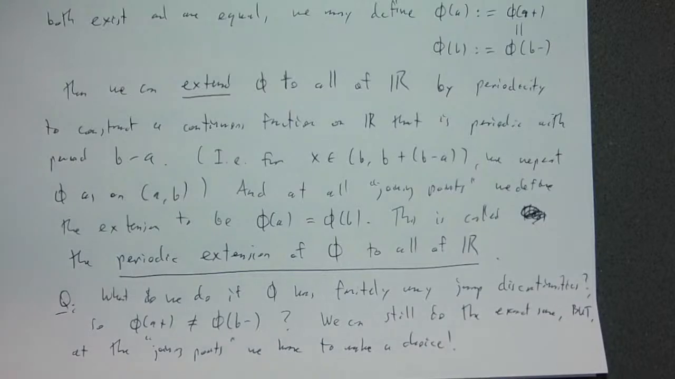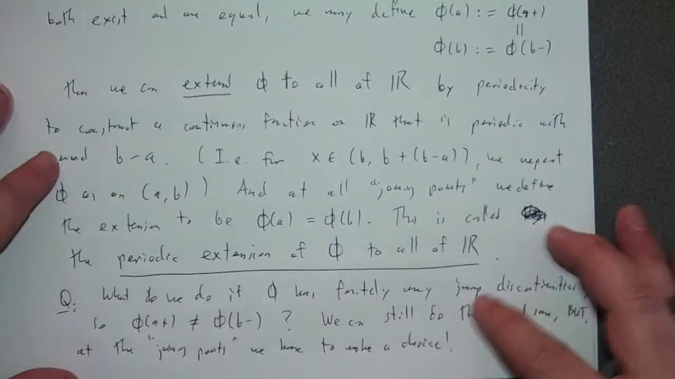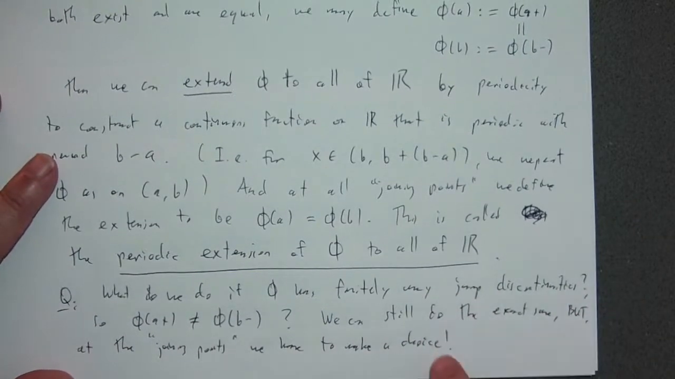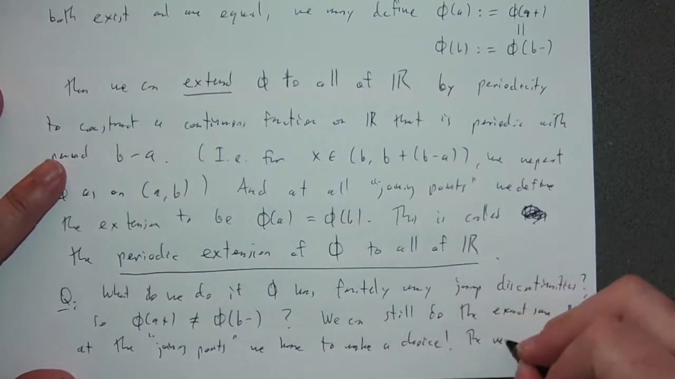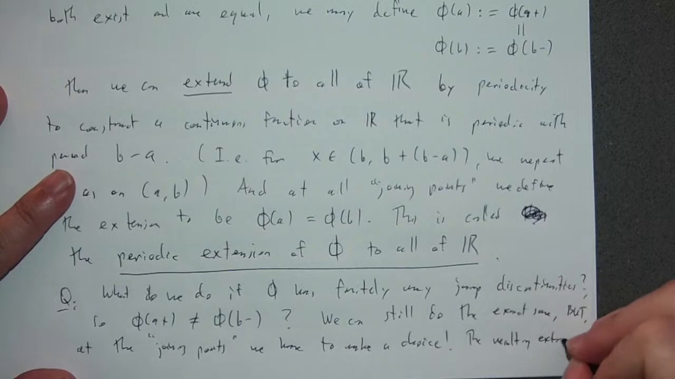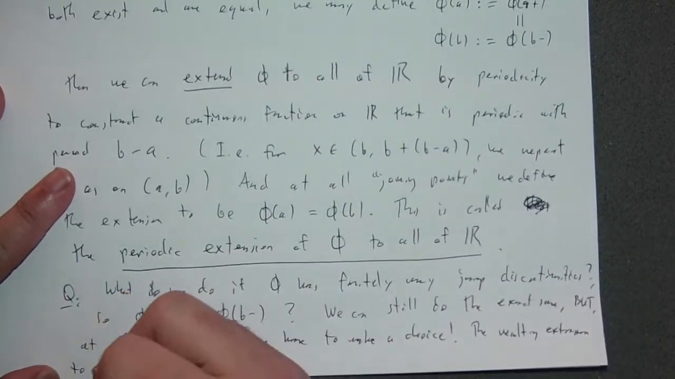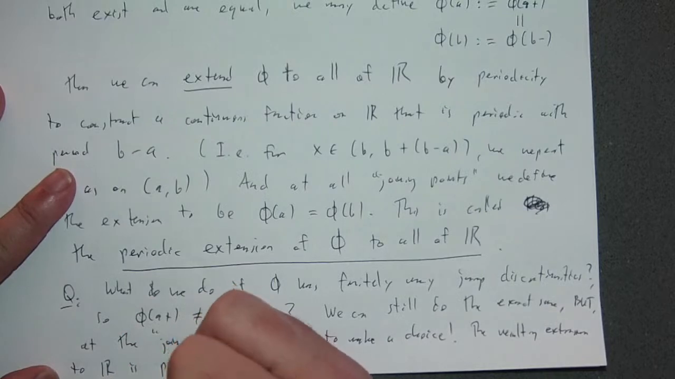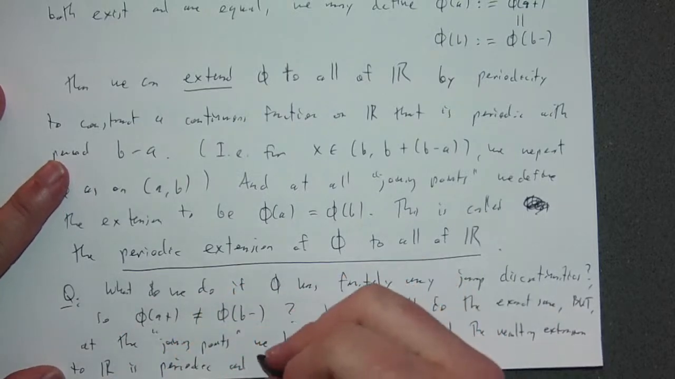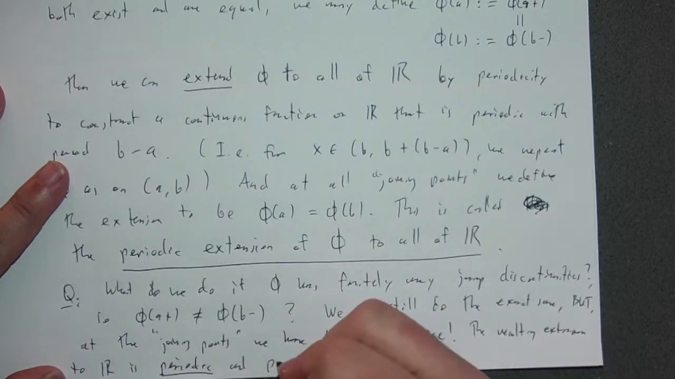Now, we could pick, as I said, we could say always pick the left-handed value, right? We could always pick its value at the left end as being the value there. We could always pick the value at the right, right? We could always pick their average, right? We could do all of those things regardless of what we do in that way. Assume that we've done that. The resulting extension to R is periodic and piecewise continuous.